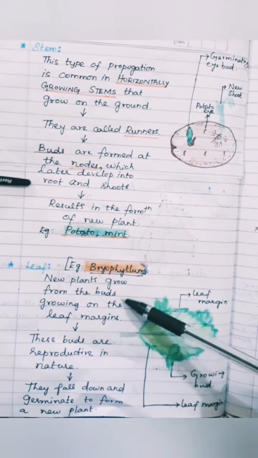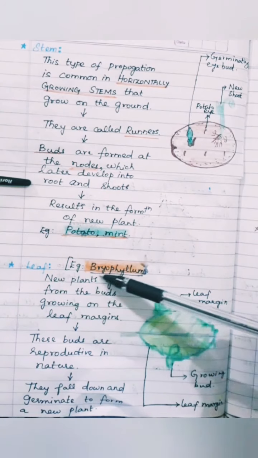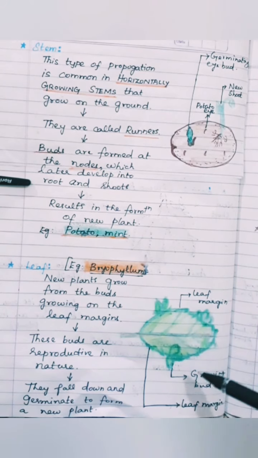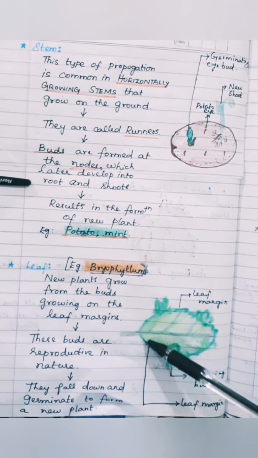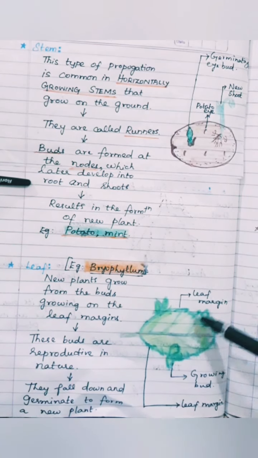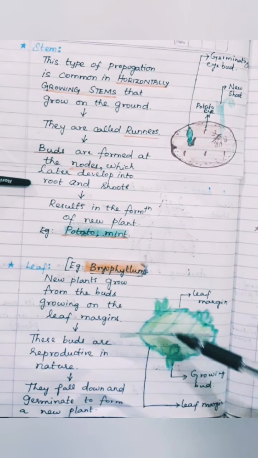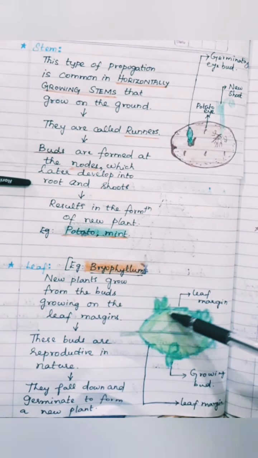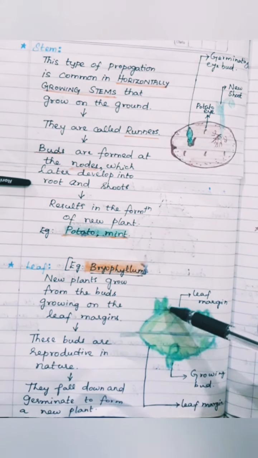The third one of vegetative propagation occurs through leaf. Example, bryophyllum. Bryophyllum is a special kind of plant whose leaves have the ability to produce new plants. In the bryophyllum, the leaf margin will develop axillary buds. This axillary bud will grow and it will produce a new plant. New plants grow from the buds growing on the leaf margins. See, you could see. This is the leaf margin and the new plants are developing from the leaf margin.